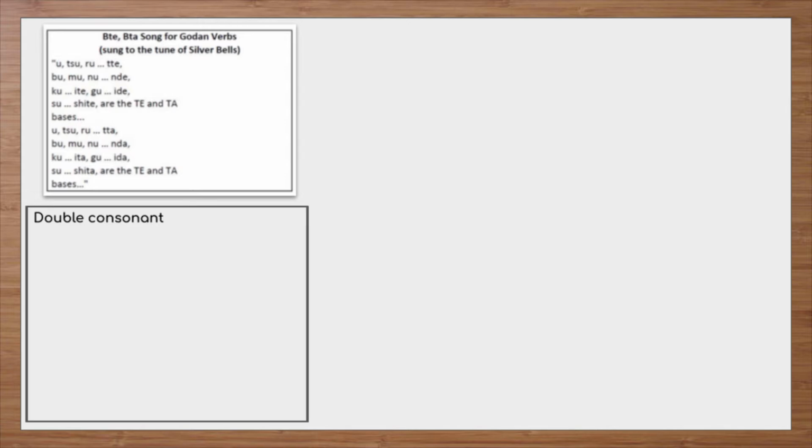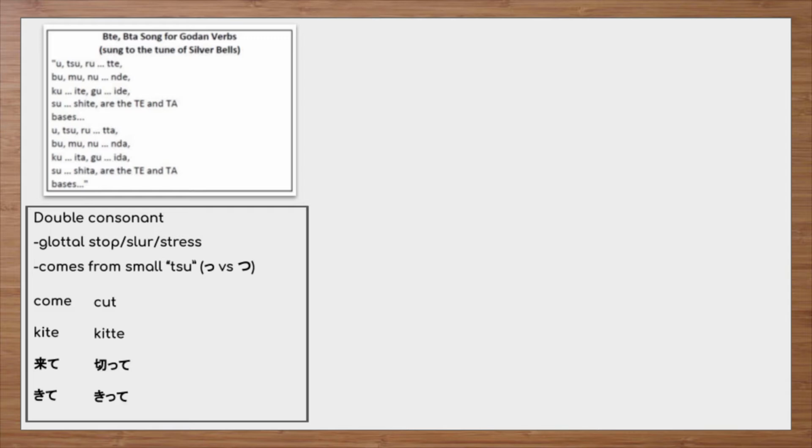Right away, you might have noticed the double T in the first line of each verse. This goes by many names, some including the glottal stop, or a slur, stress marker, or sometimes we just call it small tsu, because that's how it's written. It amplifies the consonant sound of the kana on its right. So base te of the verb kuru, to come, is kite, while base te of the verb kiru, to cut, is kitte. Kite versus kitte.